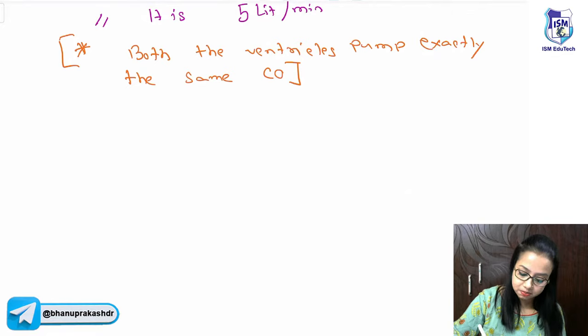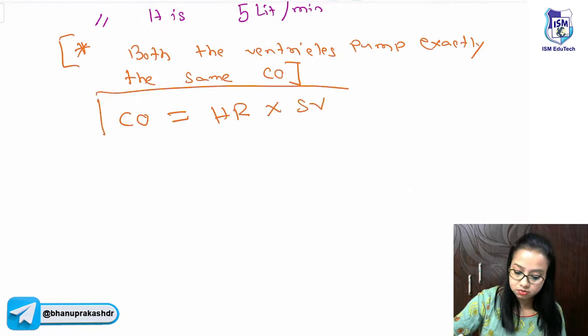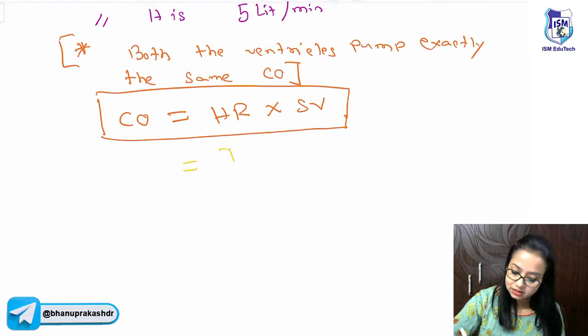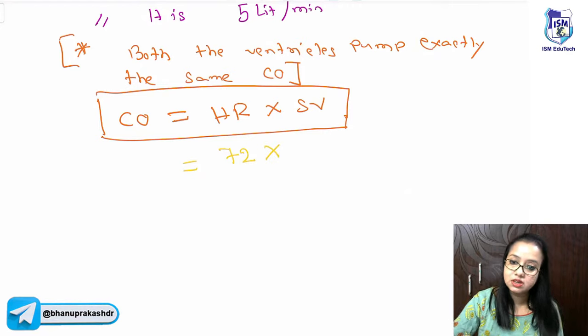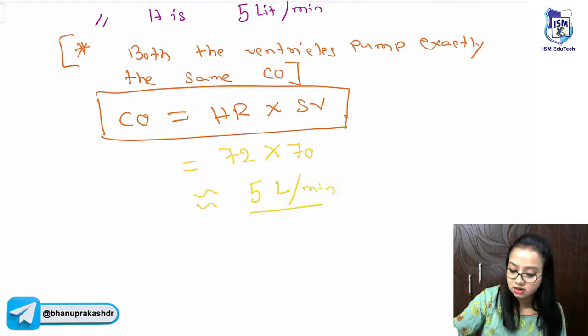Now, the formula that represents the cardiac output is a product of heart rate and stroke volume. Roughly, in a normal adult, the heart rate is about 72 beats per minute and the stroke volume is 70 to 80, so let's assume it is 70 ml per beat. So it works out to approximately 5 liters per minute. That's how it works. This is our cardiac output.